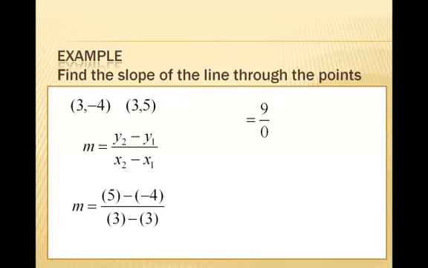Uh-oh, looks like this one has a bit of a problem. We can't divide by 0. So what do we do with 9 divided by 0? Well, this is one of those special cases that I mentioned earlier. We don't get a slope. Since we're not allowed to divide by 0, I can consider this slope as undefined.